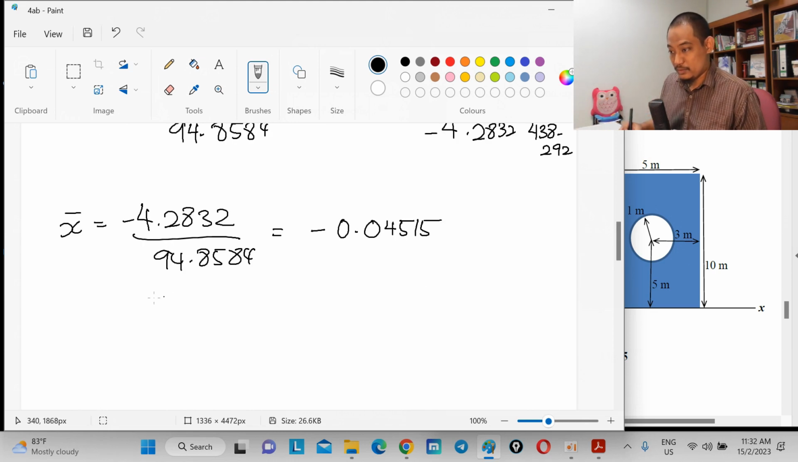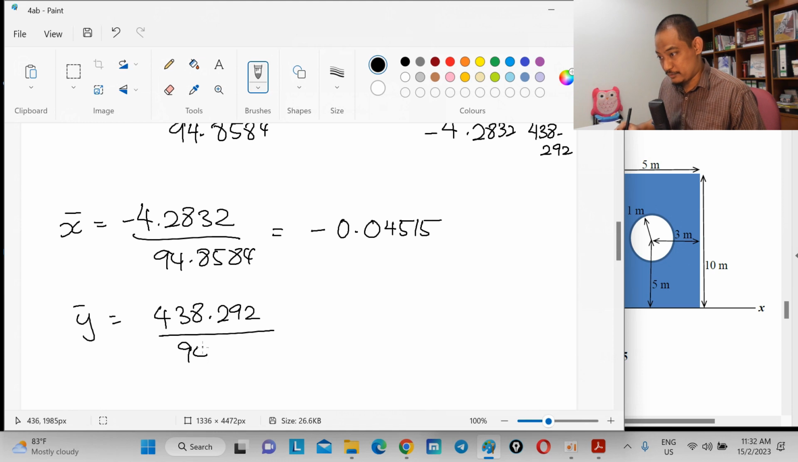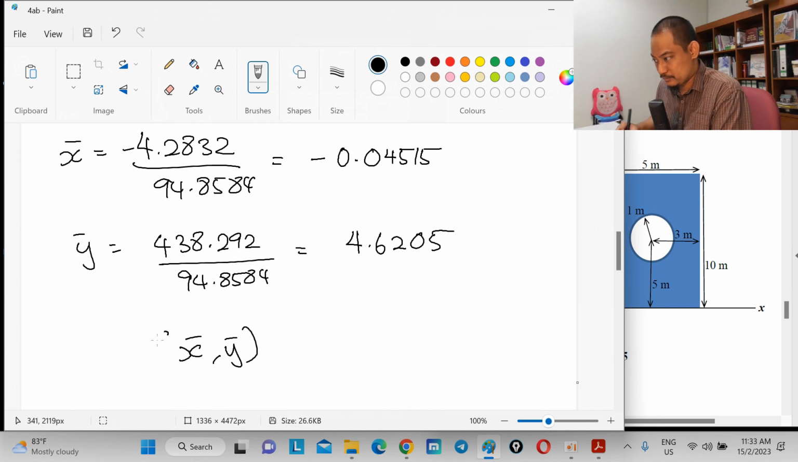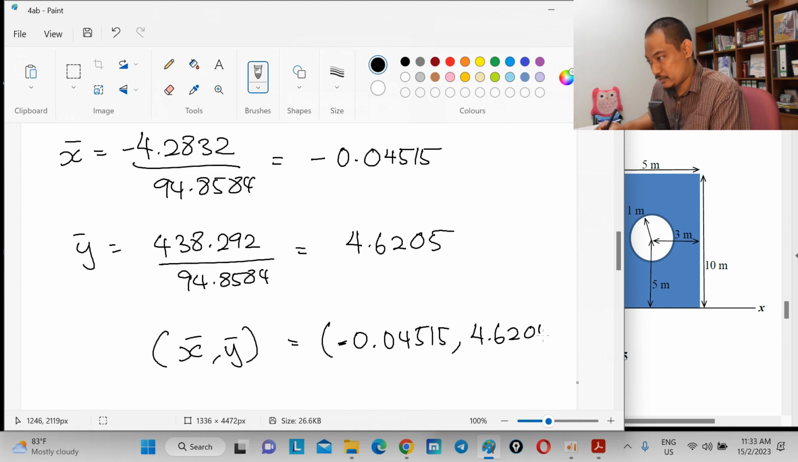Now y bar is equal to 438.292 divided by 94.8584, which is 4.6205. So the centroid is negative 0.04515. This is if you do not round off. Okay, that's the answer.